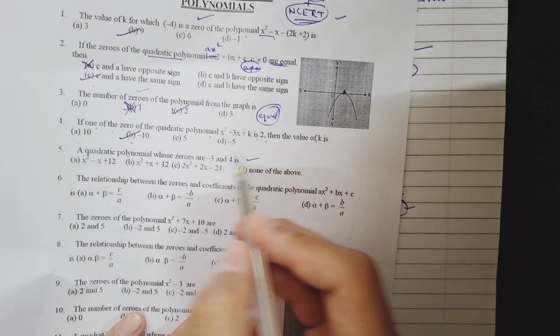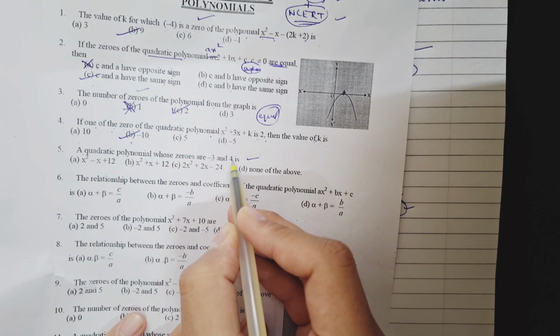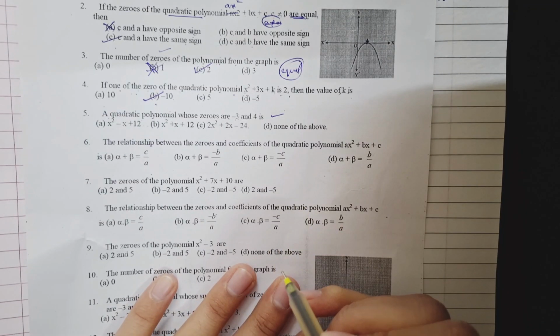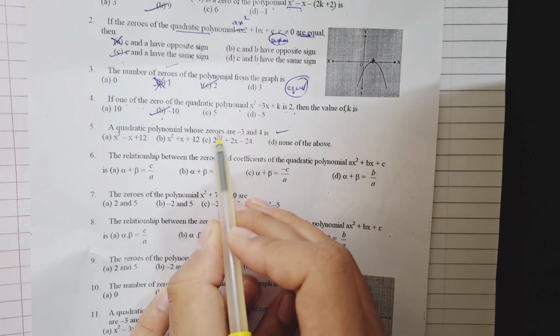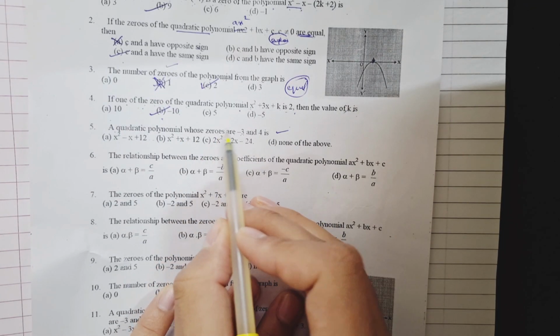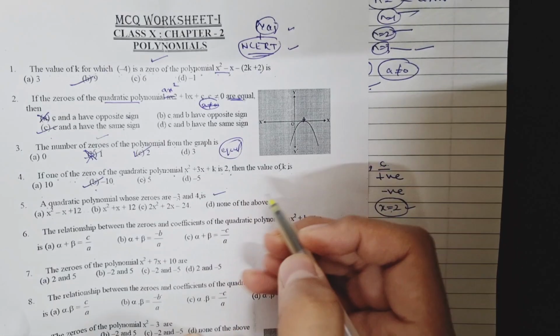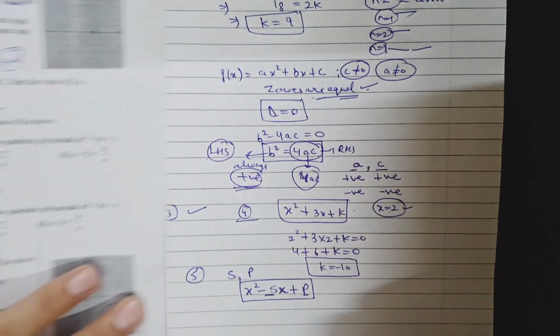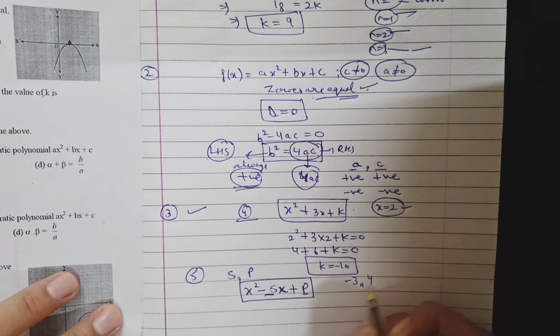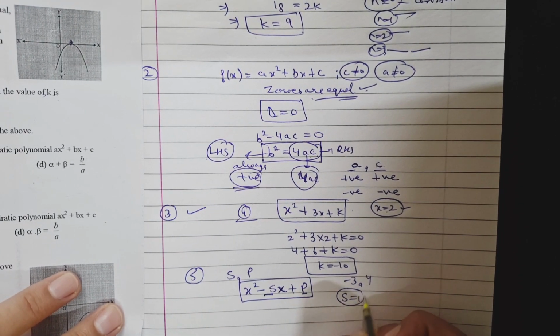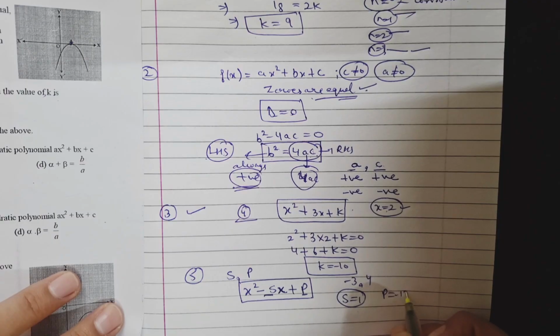Here the sum is given, minus 3, and product is, no, here one zero is given as minus 3 and another is given as 4. Okay, so here we will find out the sum. Minus 3 and 4 make 1. So sum is your 1. Okay, and product is your minus 12.